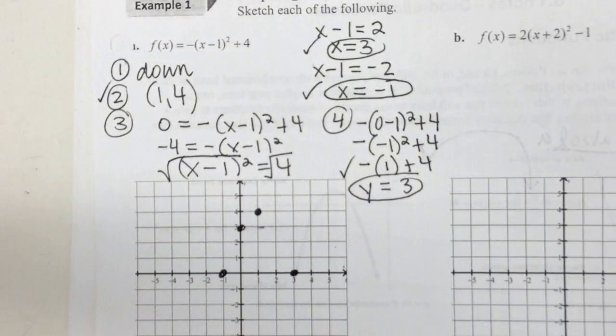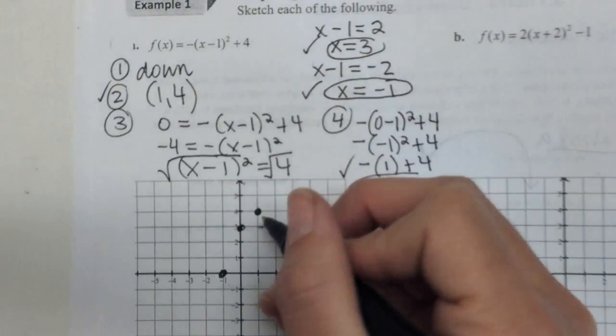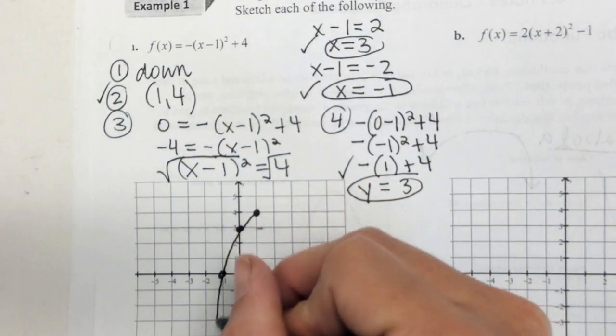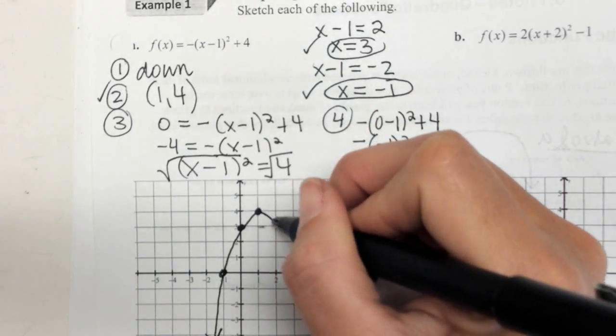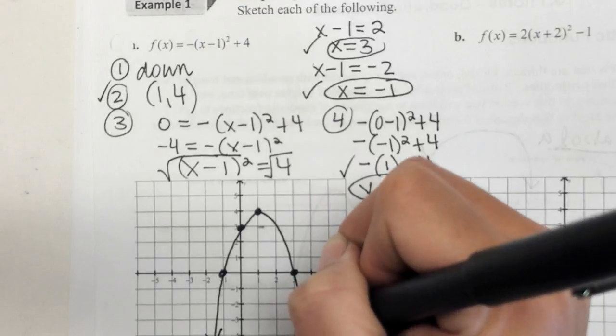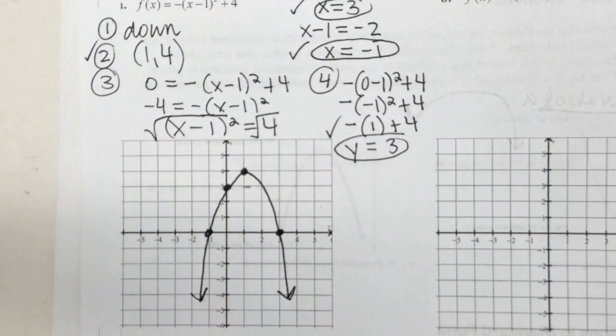And now you can see what your parabola is going to look like. It's going to start here at the center and go down this way. And aren't parabolas symmetric? So it's got to go down this way. That's it. So that's how this quadratic looks. Questions about that one?